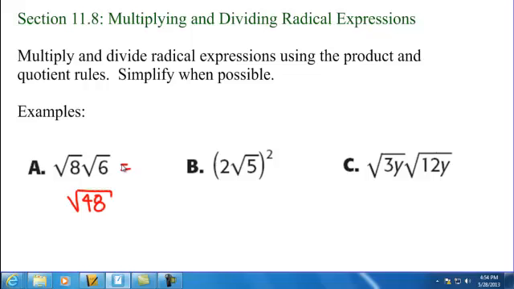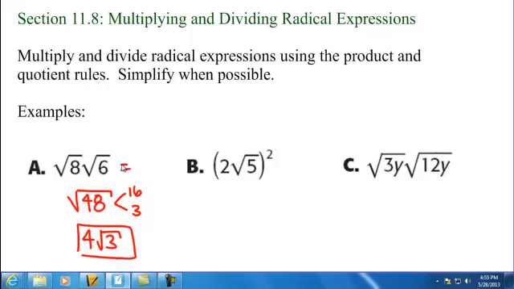Still not simplified, so we have to break it down. You could do a factor tree or look for the biggest perfect square. This is one that we've done a couple times already, and I know that 16 is the biggest perfect square that goes into it, and it goes in 3 times. So I take the square root of 16 and I get 4. And then 3 is stuck inside. So all of this, square root of 8 times square root of 6, simplifies to the square root of 4 times the square root of 3.